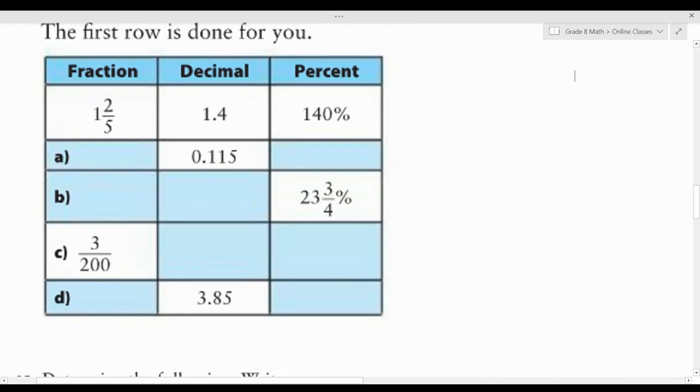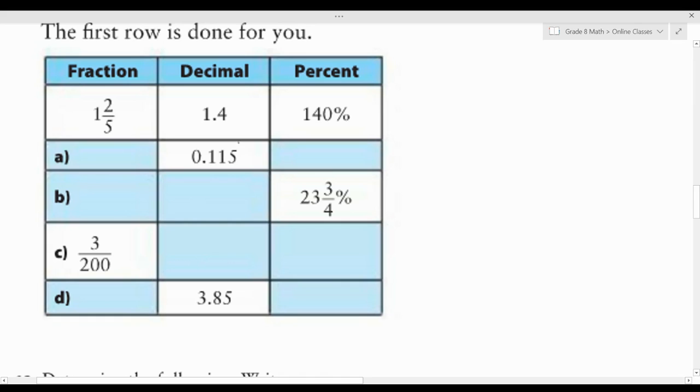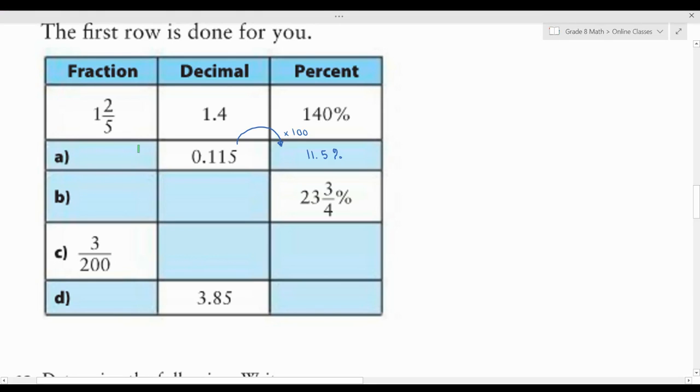Okay, question A, they give you the decimal format. So this one's nice to start off with. If I want to go from decimal to percent, using my little chart, I could just times this by 100. So as a percent, 0.115 would be the same thing as 11.5%. All right. Then we talked about, so I'm going to do some work on the side here.